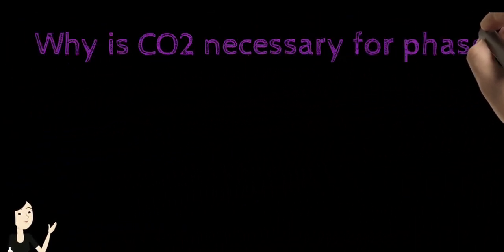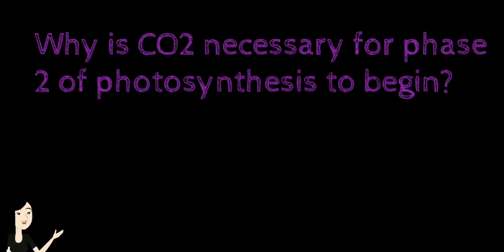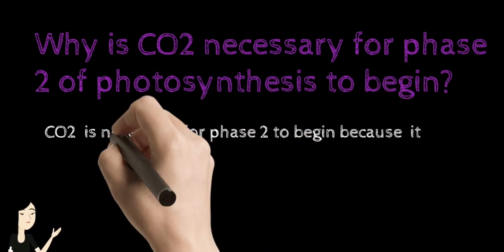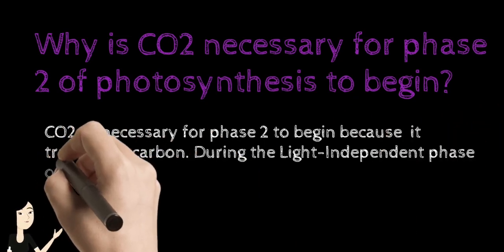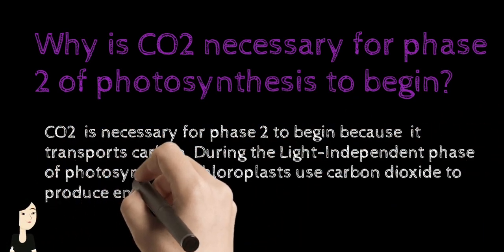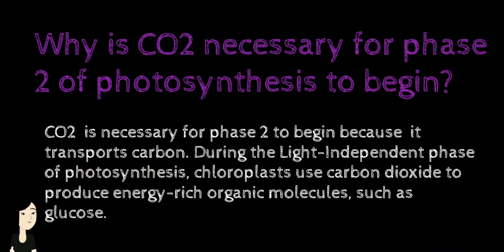Why is CO2 necessary for phase 2 of photosynthesis to begin? CO2 is necessary for phase 2 to begin because it transports carbon. During the light-independent phase of photosynthesis, chloroplasts use carbon dioxide to produce energy-rich organic molecules, such as glucose.